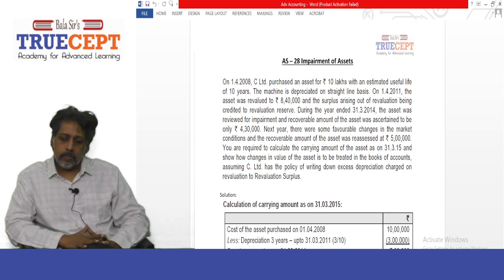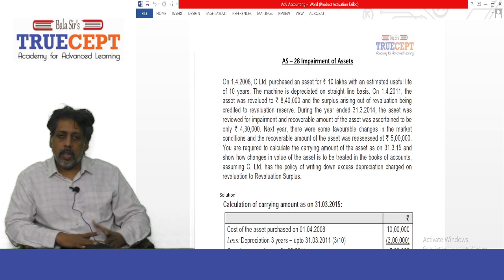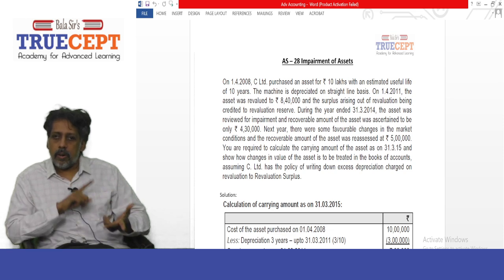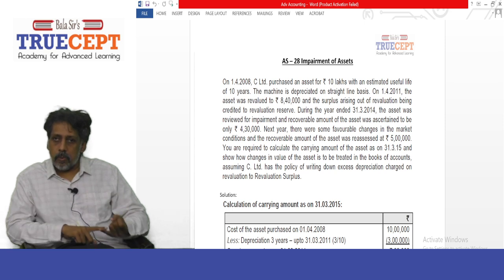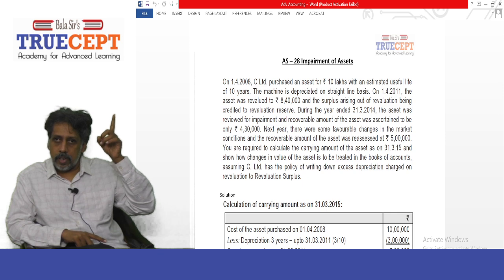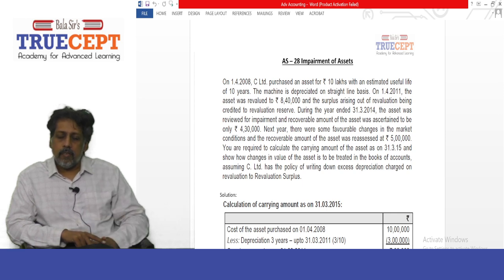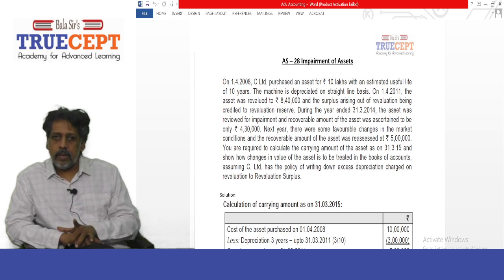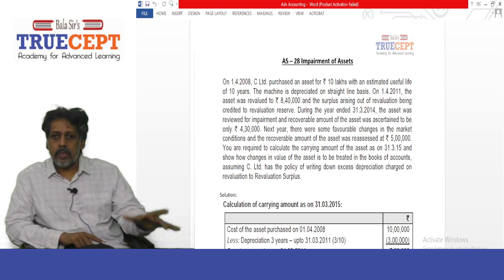Next. Next year, there were some favorable changes in the market condition and the recoverable amount of the asset was reassessed at rupees 5 lakh. You saw now there is an increase in the value of the asset, right? So rupees 4,30,000 minus 1,07,500, that is for the year 2014-15 depreciation, will be around 3,22,500. Will be the book value on 31/3/15, or you can say that is the carrying amount of the asset.